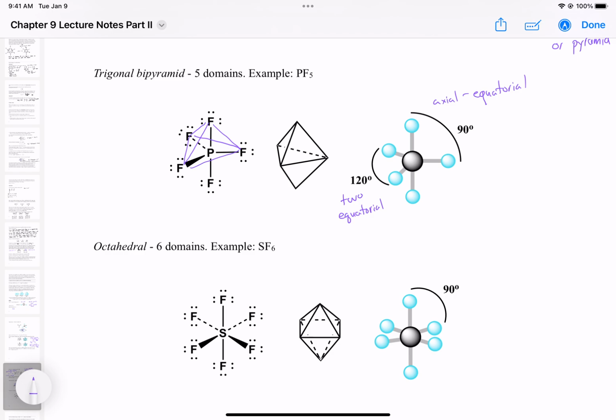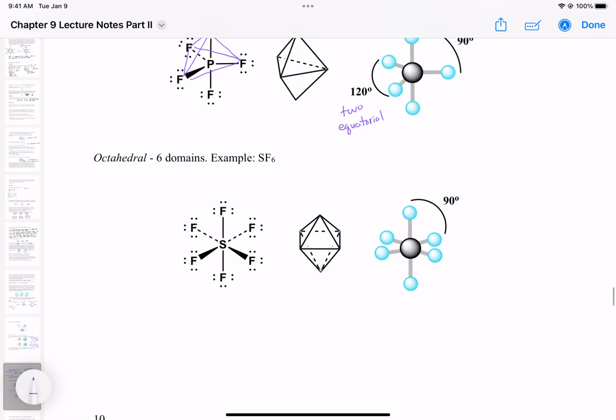Okay. If we have octahedral, that's 6 electron domains. So sulfur has 6 bonds, 6 domains. And we call this octahedral because if we were to label all the sides, it has 8 faces. So 8 triangular faces. So 4 on the top and 4 on the bottom. So that's why we call it octahedral. So it's like a tetrahedral where there's 4 triangles, but there's 2 of them, so we call it octahedral. So it's like tetrahedral times 2.